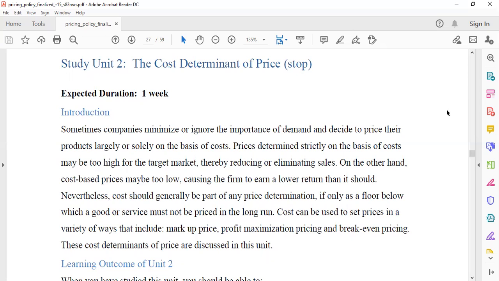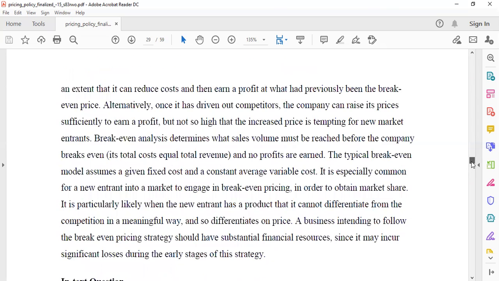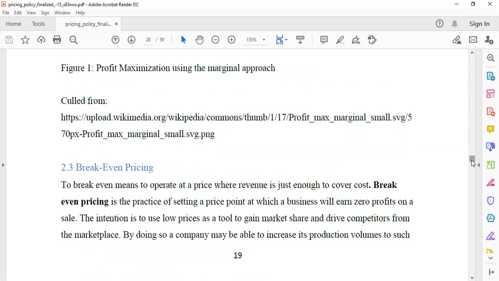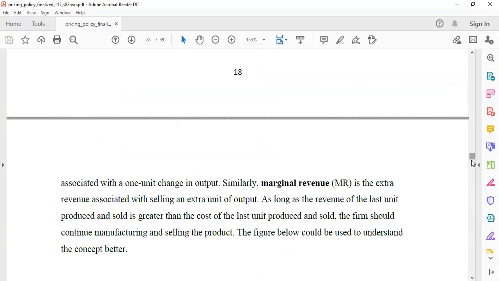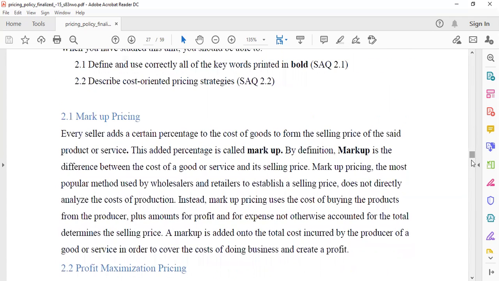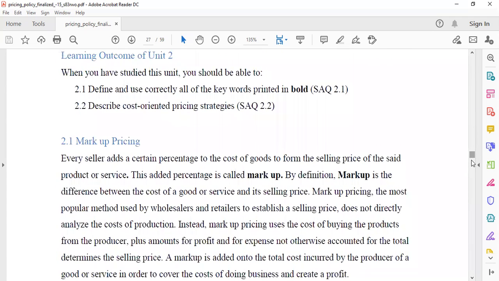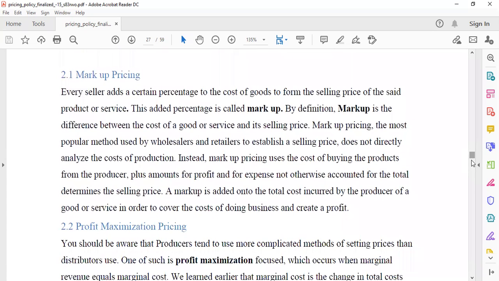As is expected, they go below, they're already incurring losses. So let's look at the cost determinant. Now you have a markup price. Markup price.